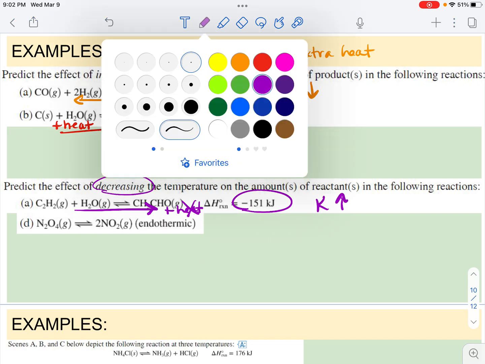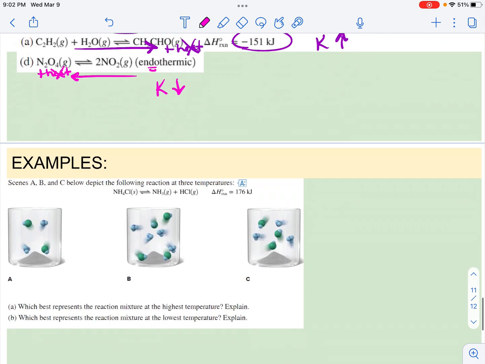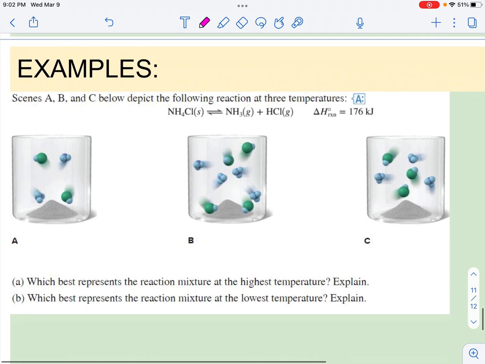Okay? And if I look at the other one, this is an endothermic reaction, so the heat is here. And if I remove the heat, the reaction has to fill it back in, so it will shift to the left, and when it does that, K will decrease. Okay, so there's one more way we can look at this, and I really like the pictures because I think you're going to see them on the AP exam.